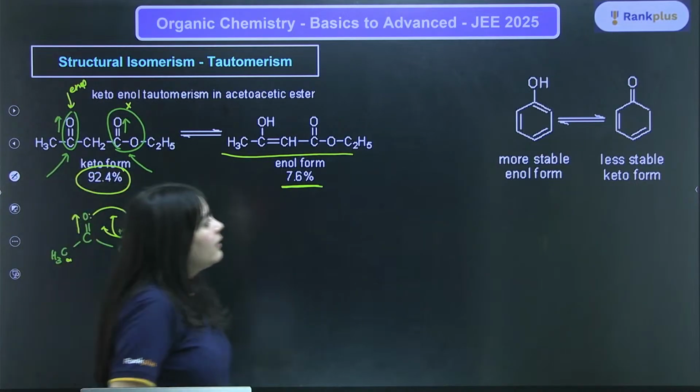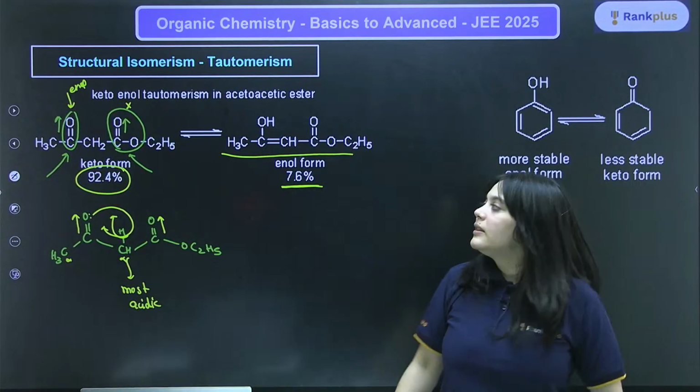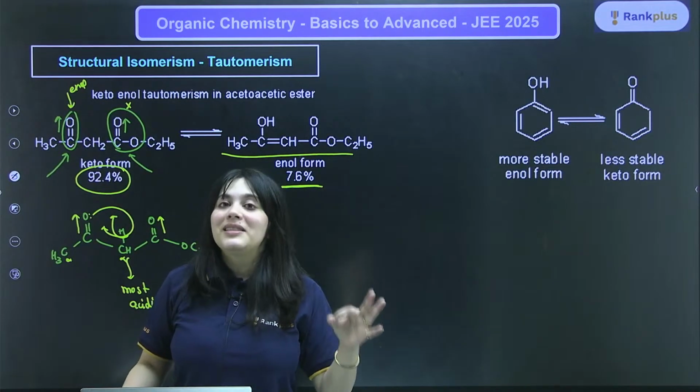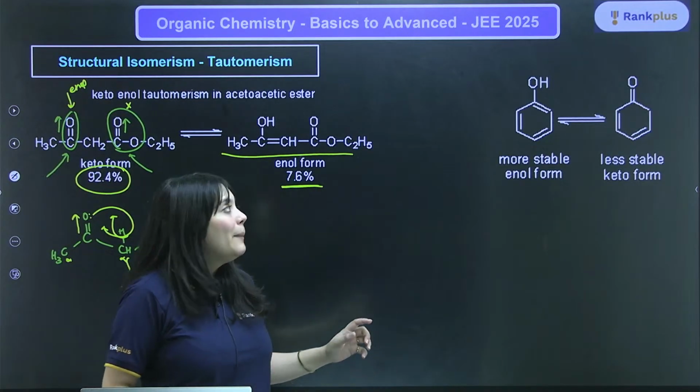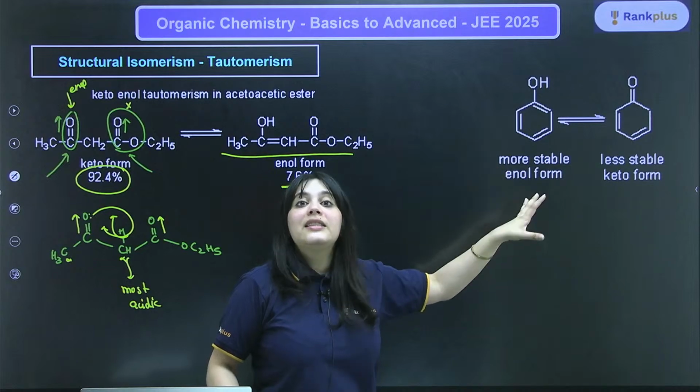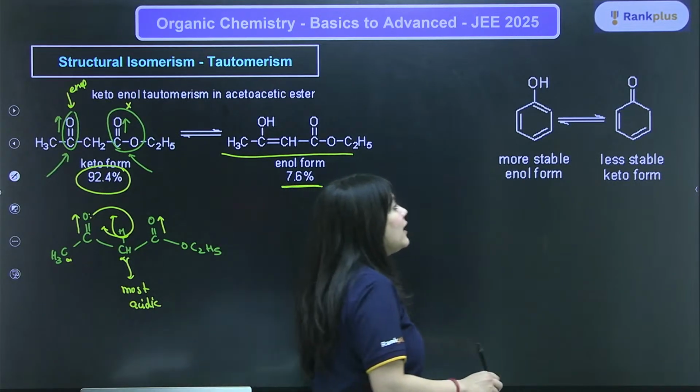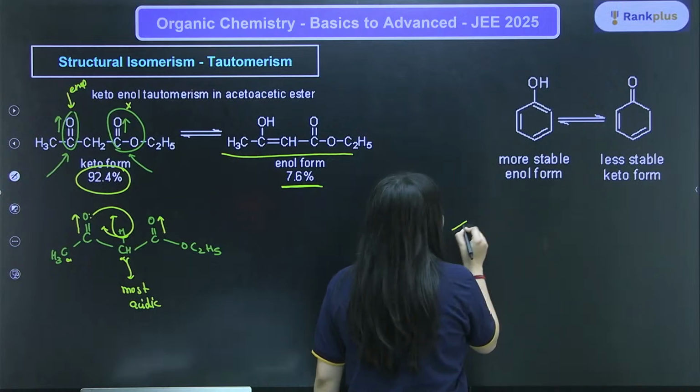Understood everyone? Now, in this example I have taught you that the enol form is less stable, keto form is more stable. But there are instances where the enol form is more stable. How? Can you see this molecule?